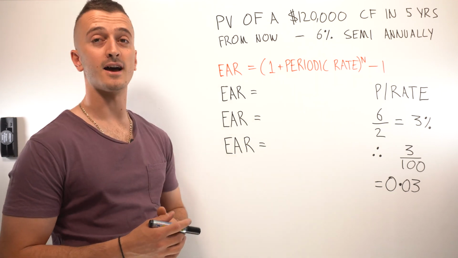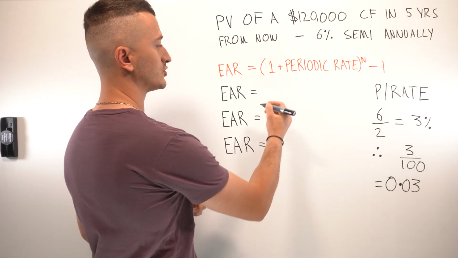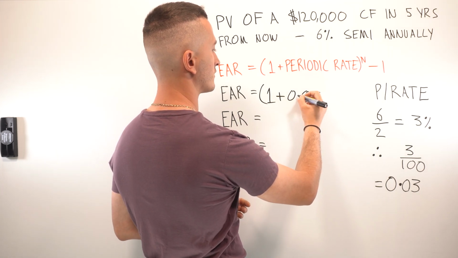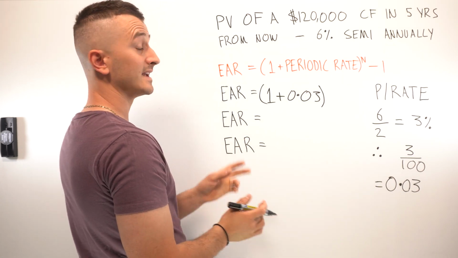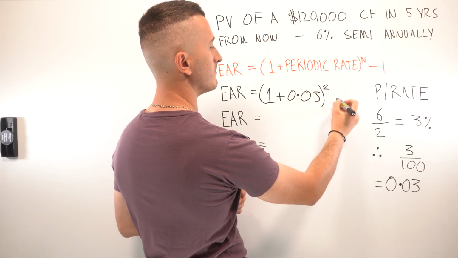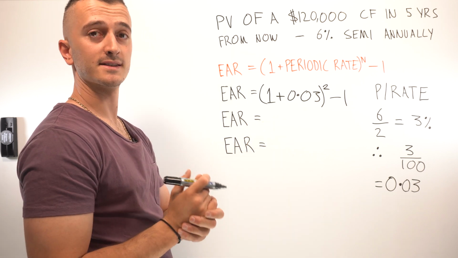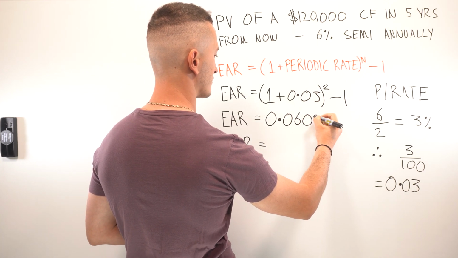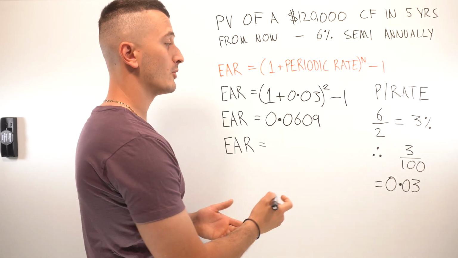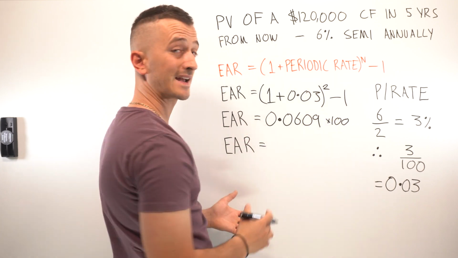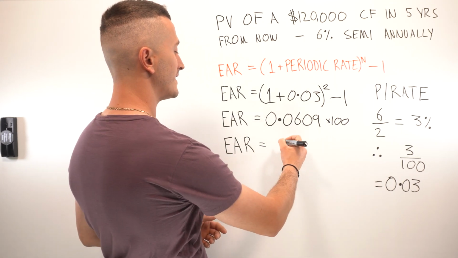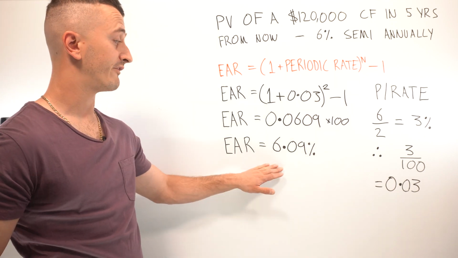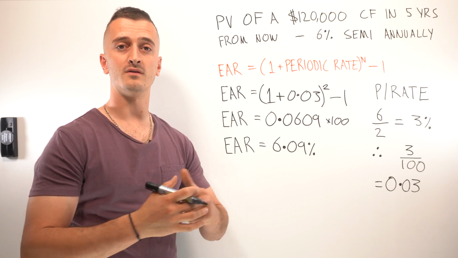So now we can go forward and use the formula. So EAR is equal now to 1 plus our periodic rate, which is 0.03, and our N compounding periods is 2. So our semi-annually, 2, minus 1. And if you input that into the calculator, you're going to get an EAR of 0.0609. And if you want to, you can multiply this by 100, just to show you exactly what the interest rate is as a percentage, and you'll see that the EAR is an interest rate of 6.09%.